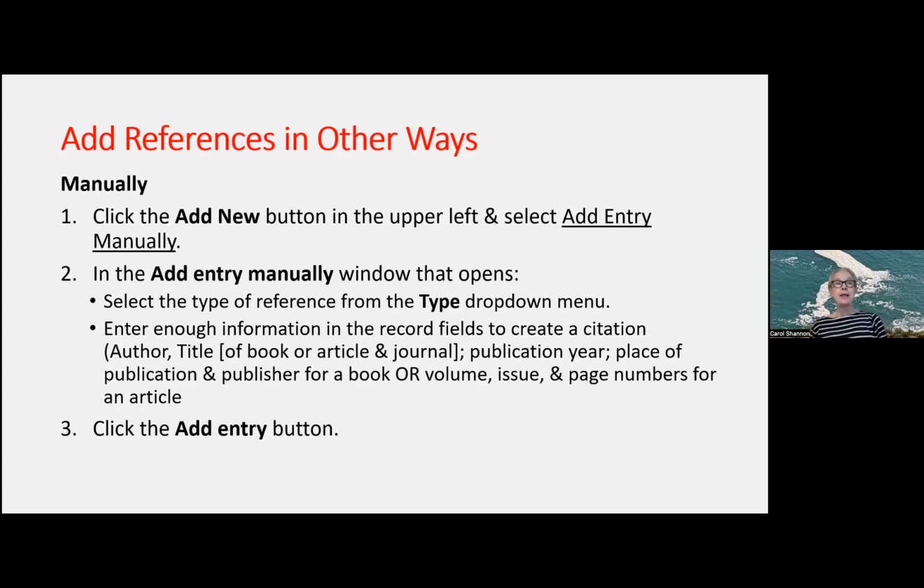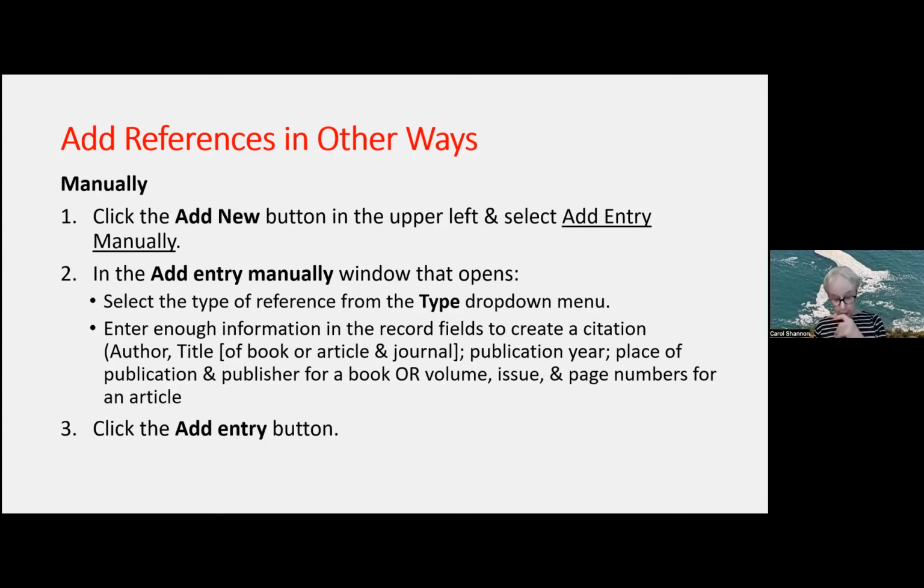So again, if you're going to add something manually, I hope you don't do this too much because you need to be very careful. Click the Add New button again and select Add Entry Manually. In the new window that opens, you select the type of reference from the type drop-down menu. I can't emphasize this enough: no matter what citation management program you have, it's essential that the reference you're working on has the right type applied to it, because that is how it will be formatted.